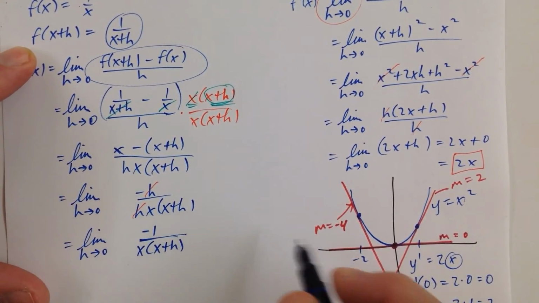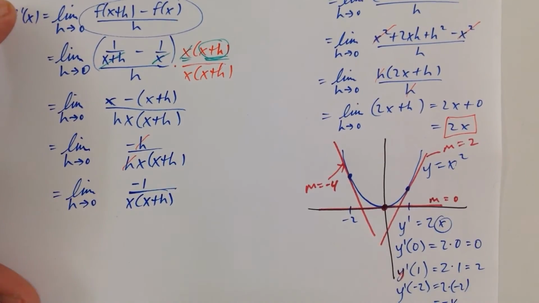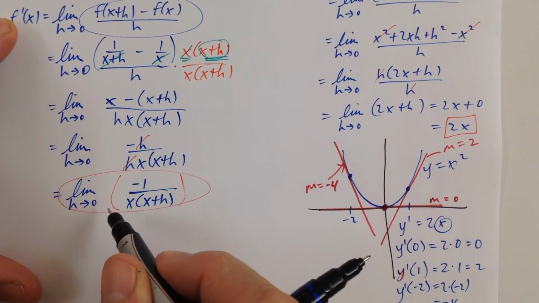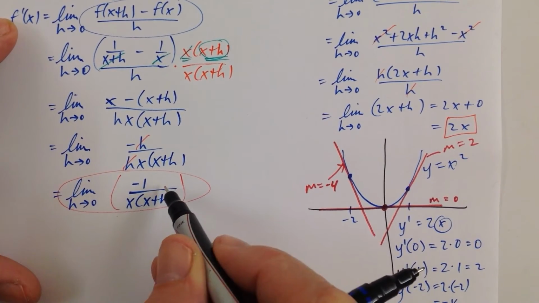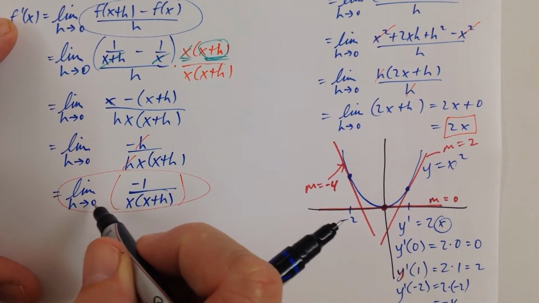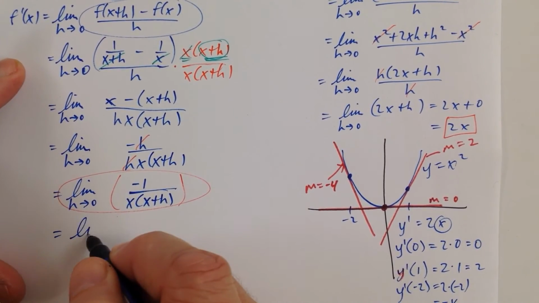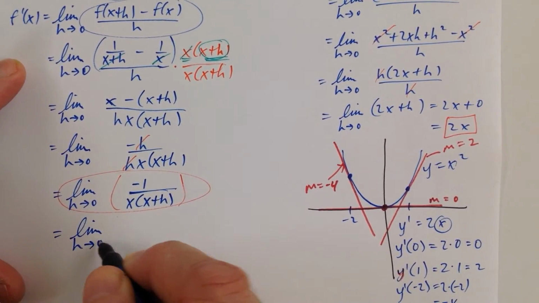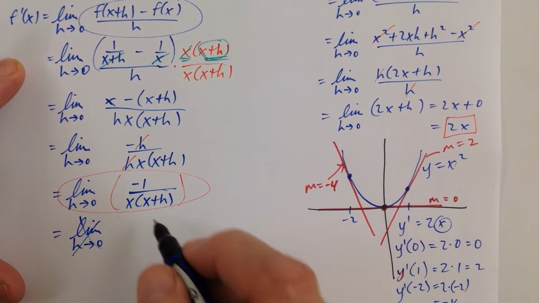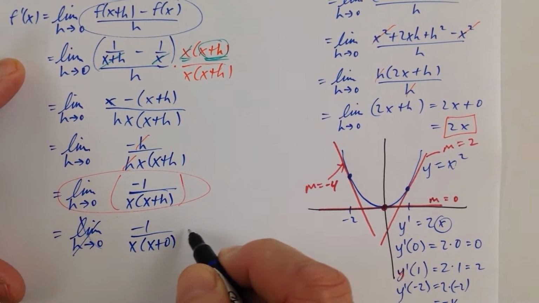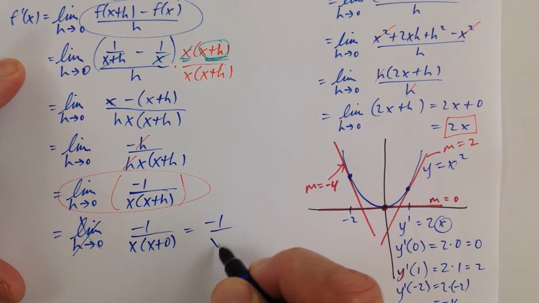Now don't make the critical mistake here and forget to do limits. Okay, remember, this is a limit. This whole thing is a limit. Okay, the limiting value, what's the intended value? Well, let's replace h now with 0. We're just going to replace h with 0. x times x plus 0. Okay, so we get -1 over x squared.